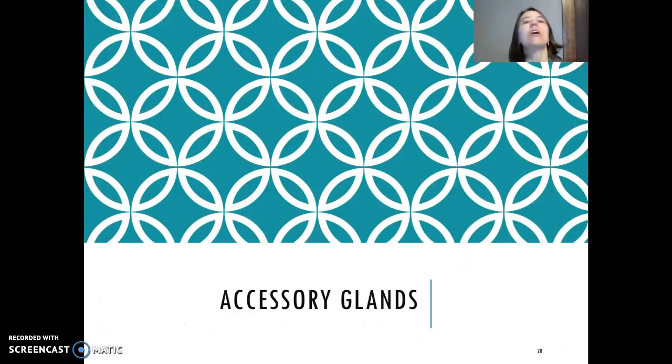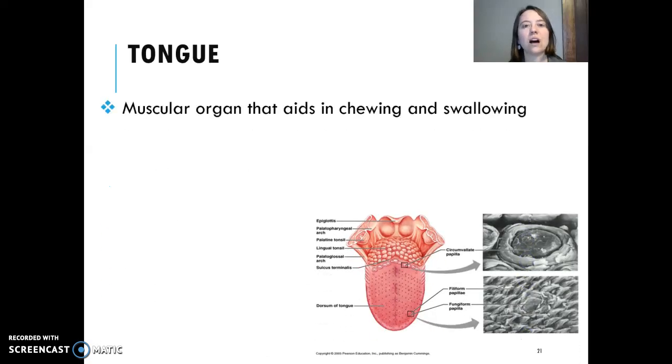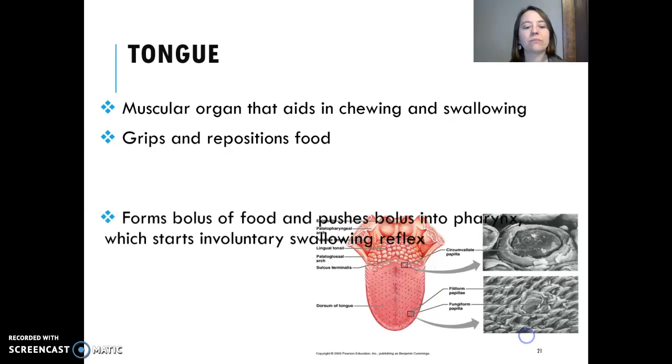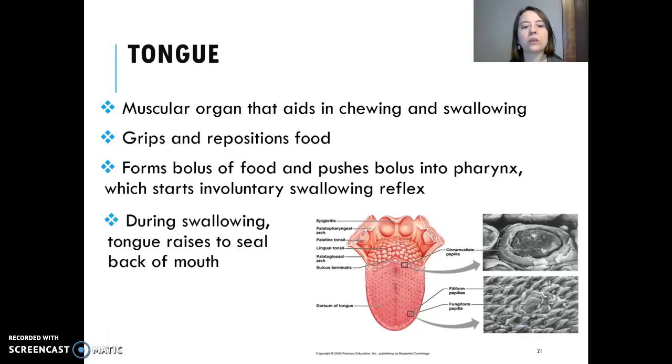So we have made it all the way from mouth to anus, and now we're going to talk about the accessory glands, starting back at the mouth and looking at the tongue. The tongue is a muscular organ that aids in chewing and swallowing. One thing it will do is grip and reposition the food. It also forms a bolus, which is a small portion of food made into a ball mixed with saliva. And it pushes that bolus into the pharynx and starts the involuntary swallowing reflex, which we have talked about before.